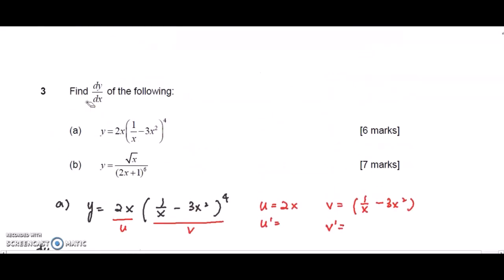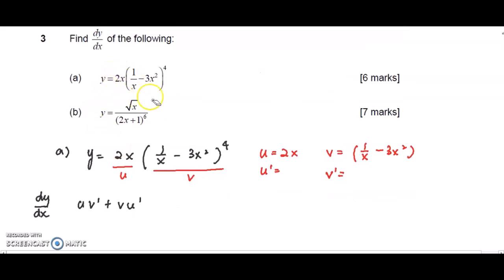So we come to question 3a. We need to differentiate this function. To differentiate this function, I will apply the product rule, because the power of 4 here is too high to expand. To apply the product rule, we can simply let one of the factors be u and the other be v. Here I'm using u as 2x and v as 1 over x minus 3x squared, to the power of 4. Then you get u prime as 2.